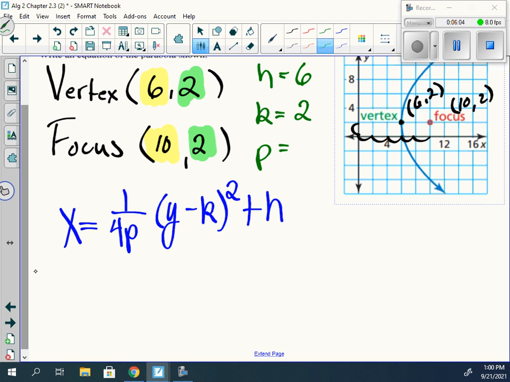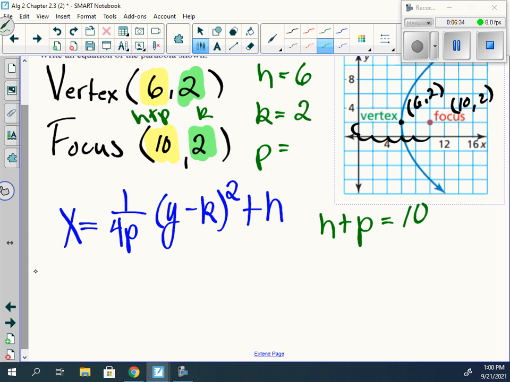Because where is p located, in the vertex or the focus? Is p located at all in the vertex? No, vertex is h comma k. Our focus is what? H plus p comma k. So to get 10, we're saying we take h plus p, and that would give us 10, whatever the value of p is, because the focus is 10 comma 2.